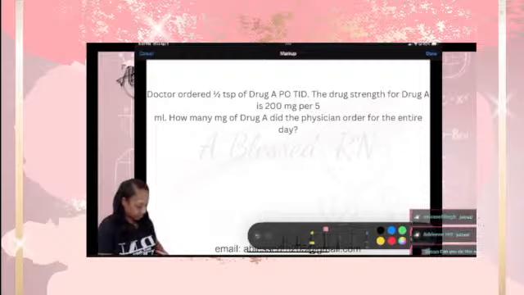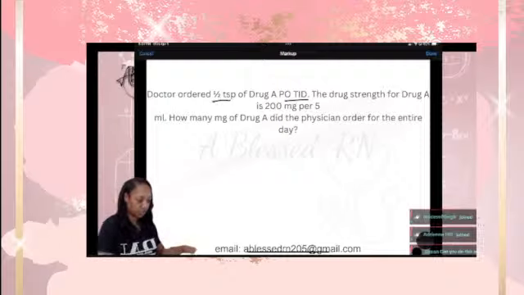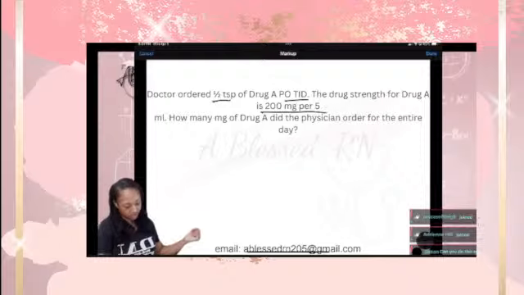Good to hear. All right, so doctor order, half a teaspoonful. So this is the order. Drug A, and then drug A is 1 dose. So that half a teaspoonful is 1 dose 3 times a day. TID. That's what TID means. All right. And then it's available in 200 milligrams per 5 milliliters. And it's asking us how many milligrams per day. Okay. It says the entire day.